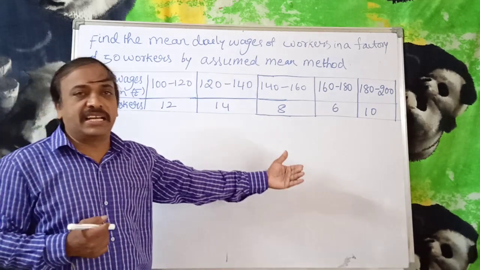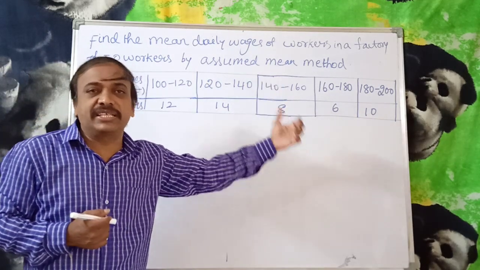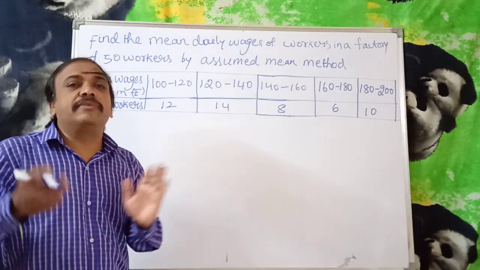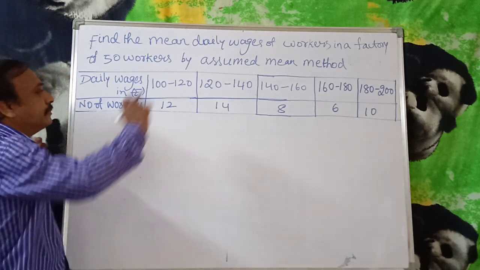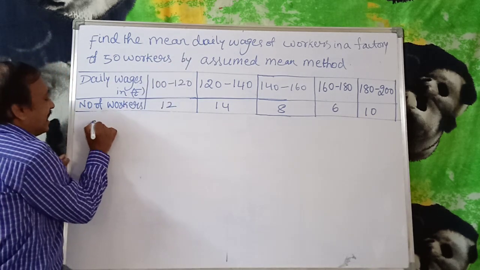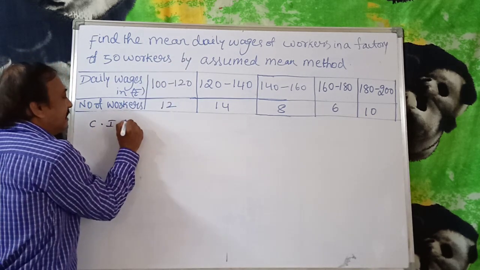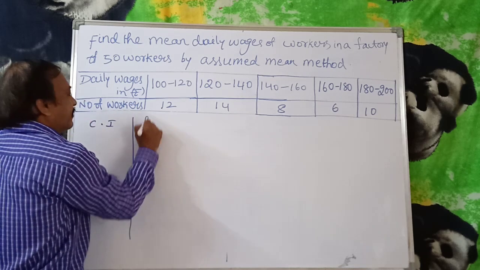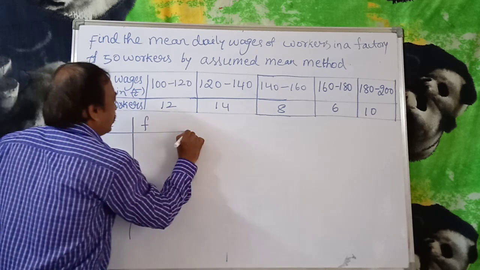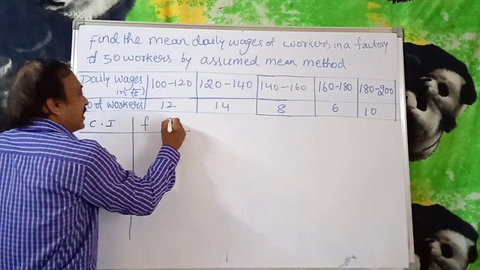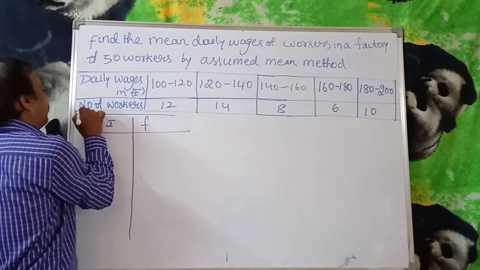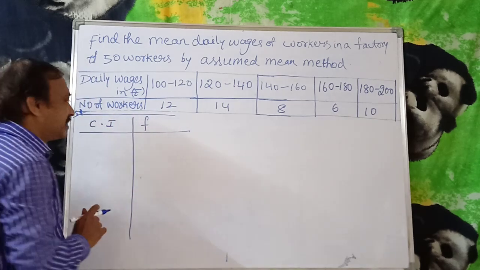Then we have to find the class mark. Then we use the deviation, that is the di values. Then we substitute in the formula. Look at this. First, class intervals, Ci. The next, frequencies, f. After frequencies, the next column will come. This is the solution which I am explaining.